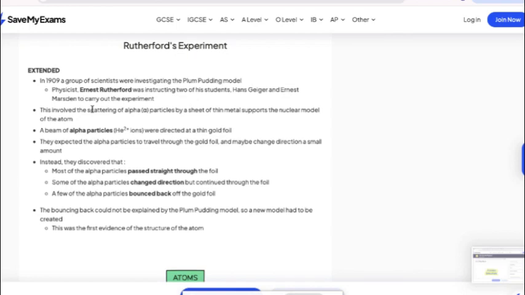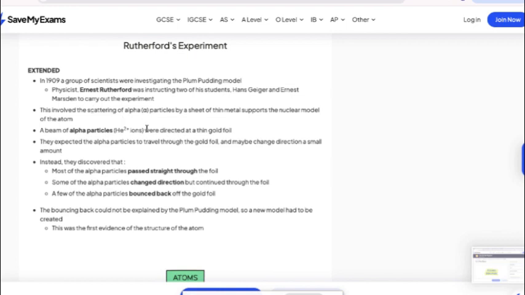So a physicist, Ernest Rutherford, was instructing two of his students. I've already mentioned this. Two of his students, Hans Geiger and Ernest Marsden, depending on how you pronounce it, to carry out this experiment.